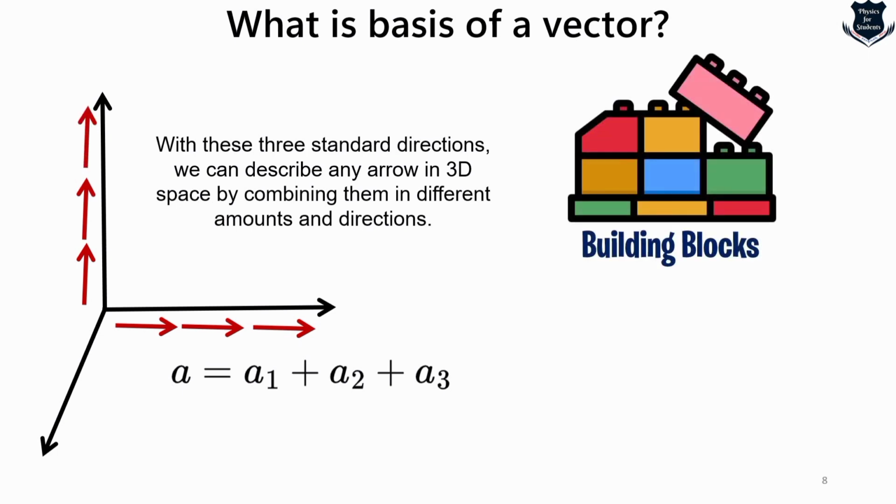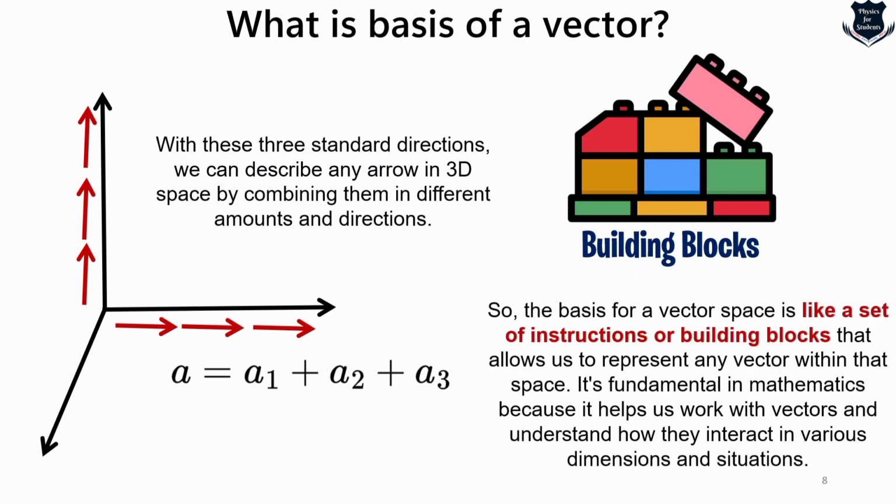So what I can tell is that, for example, in a kind of a child's play, when we say that these are the building blocks, we can say that one points to the right, one points upward, one points forward. So with these three standard directions, we can describe any arrow in three-dimensional space. So the basis of a vector space is like a set of instruction building blocks that allows us to represent any vector within that space.